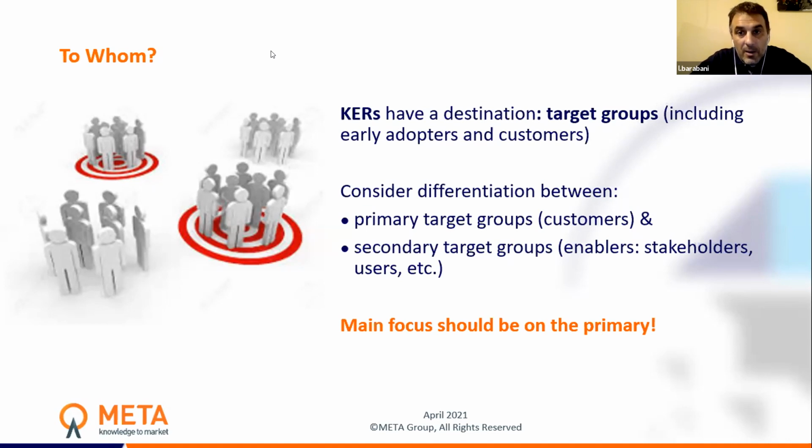The main categories of your target groups should be early adopters and customers, who are the primary targets of your exploitation. Exploitation activities are always targeting primarily early adopters and customers.